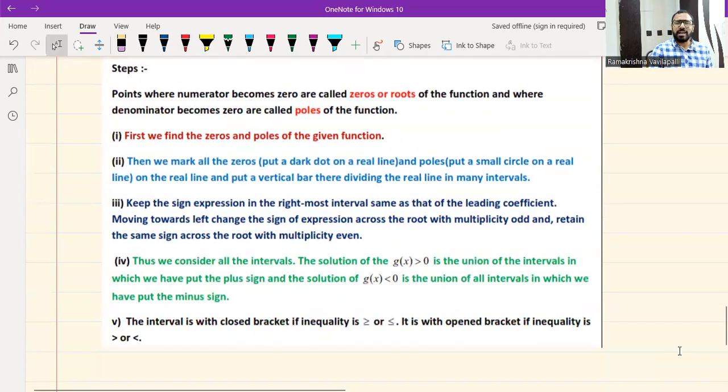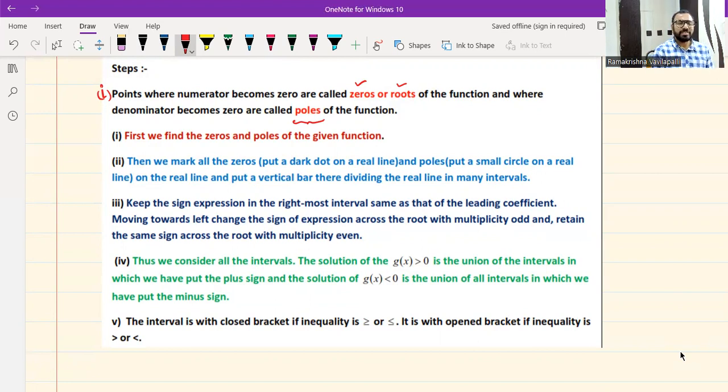So what are the steps? So far what I have explained, I am just keeping here. First, point number 1: points where the numerator becomes 0 are called zeros or roots of the function, and where the denominator becomes 0 are known as poles of the function. This is step 1. So first we find the zeros and poles of the given function, right?